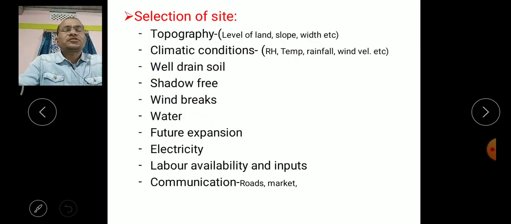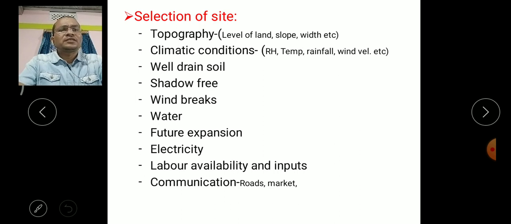Next, selection of site. We have already discussed the microclimatic parameters in earlier classes, but we will see other parameters that should be considered during construction. First is the topography. Topography is basically the level of the land, the slope of the land, whether it is undulating, rough or smooth, and also the width of the land for the greenhouse structure. Coming to the slope, we always prefer a level land for the greenhouse structure, but a slope is also somehow allowed, a very small amount.